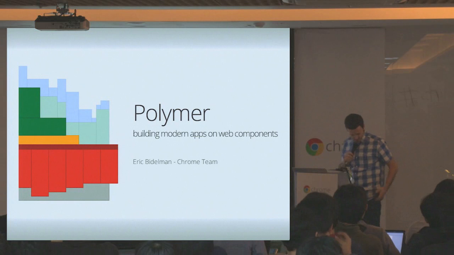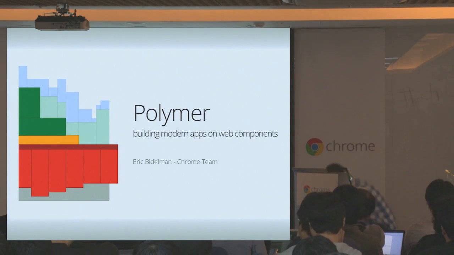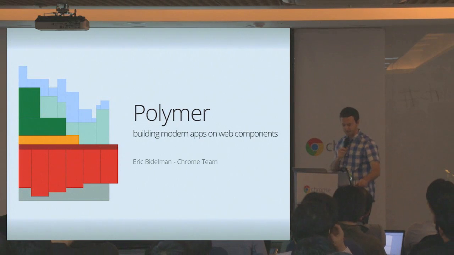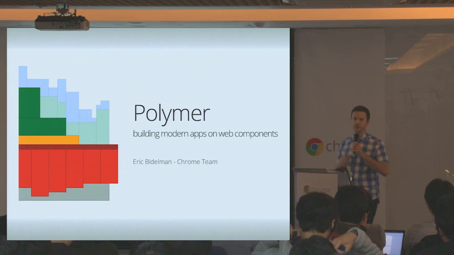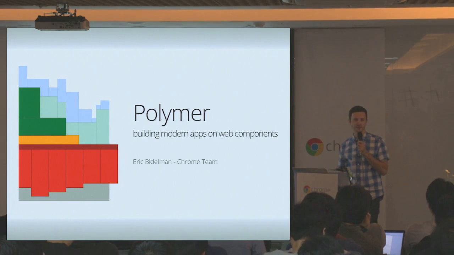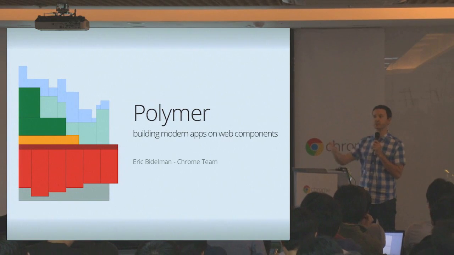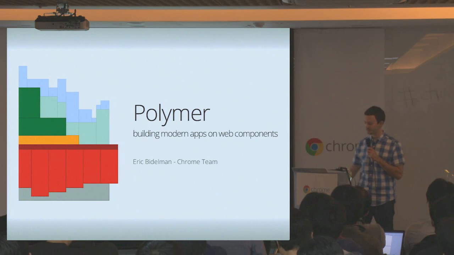So we're going to talk about Polymer for the next 40 to 45 minutes. I'm really excited about Polymer. Polymer is a new library for the web that we're building at Google to help developers use web components.